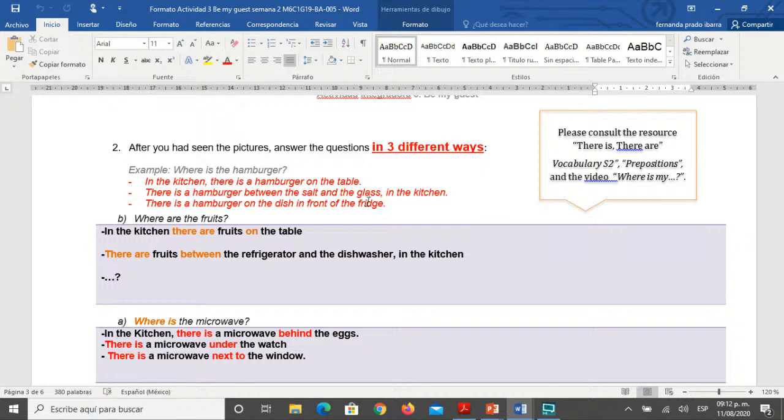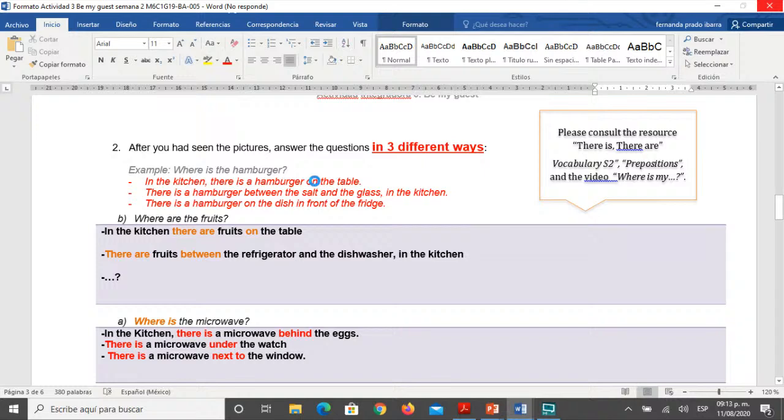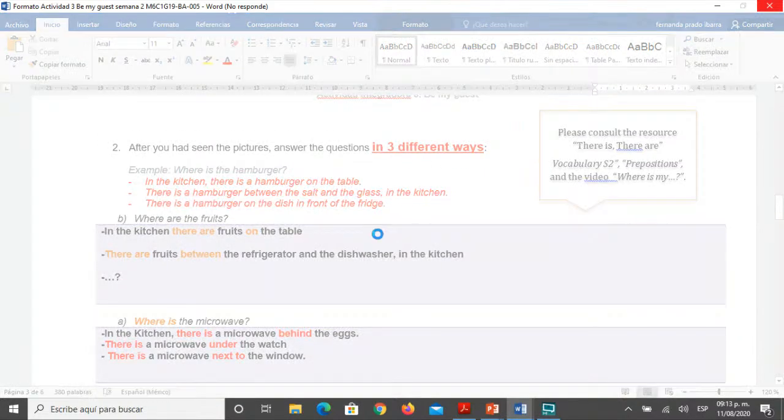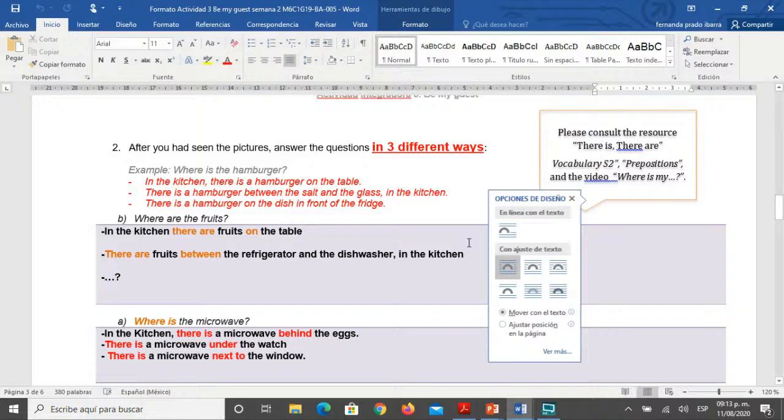So in the example that is already in the file of the activity, the question is, where is the hamburger? In order to answer, we have 3 different sentences. In the kitchen, there is, because I'm talking in singular, just one hamburger. There is a hamburger on the table. On, sobre. Okay? I'm using the grammatical notion there is, and I'm using my preposition on. Okay? There is a hamburger between the salt and the glass.